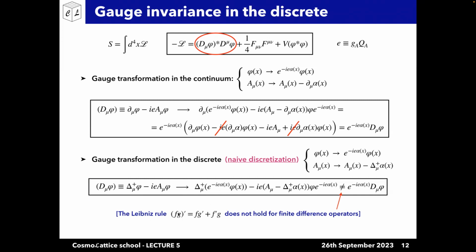The Leibniz rule means that the derivative of the product of two functions is the first function times the derivative of the second function, plus the derivative of the first function times the second function. This does not apply for finite difference operators, so there is no magic cancellation that gives you that the covariant derivative transforms with an exponential term. So if we do this type of discretization of the action, this is not gauge invariant.